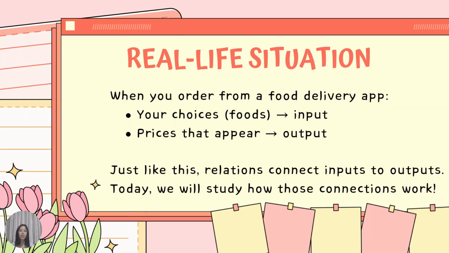So let me ask you, have you tried ordering food using an app like Food Panda or Grab Food? When you pick a food item, the app immediately shows its price. Your choice of food becomes the input and the price shown becomes the output. So this is similar to relations in math. We connect one value to another just like how choosing a food shows its price. So today, we are going to study how these connections work using domain, codomain, and range.